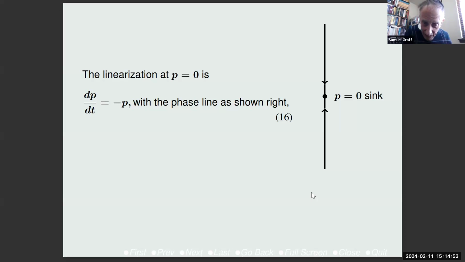When the population P is positive, the right-hand side is negative, so the derivative is negative and the population is decreasing.